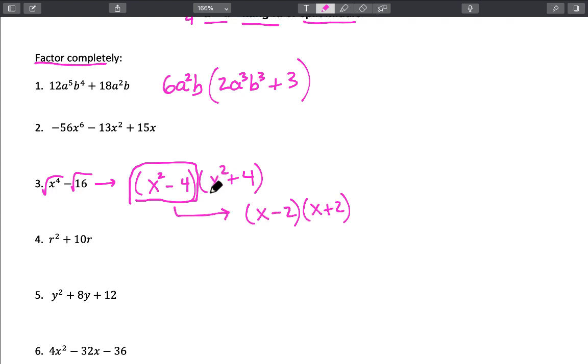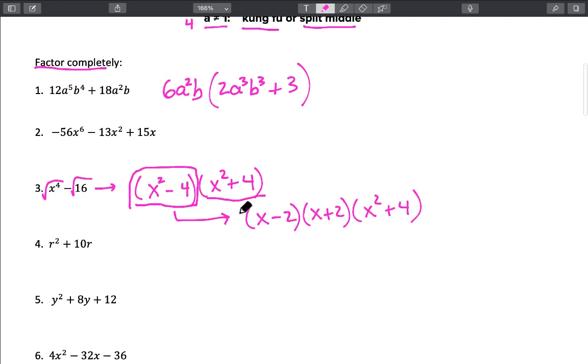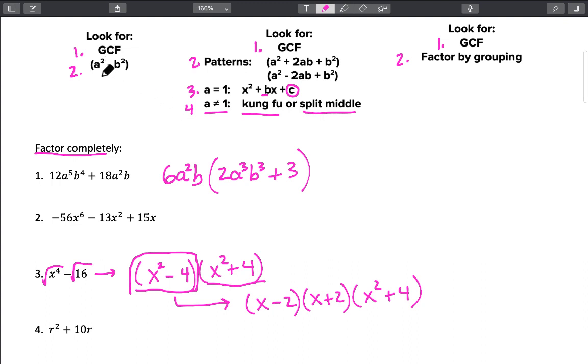And then we're going to carry down our remaining factor here of x squared plus 4. Notice that x squared plus 4 cannot be factored any further. It doesn't fit this a squared minus b squared. Even though x squared and 4 are both perfect squares, there is a plus sign between those 2 terms rather than a minus sign. So our final factored form, as completely factored, are these 3 factors: x minus 2 times x plus 2 times x squared plus 4.